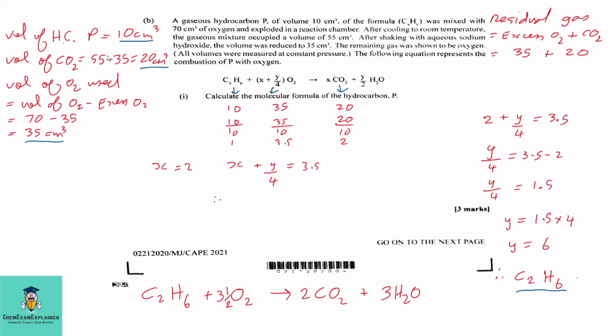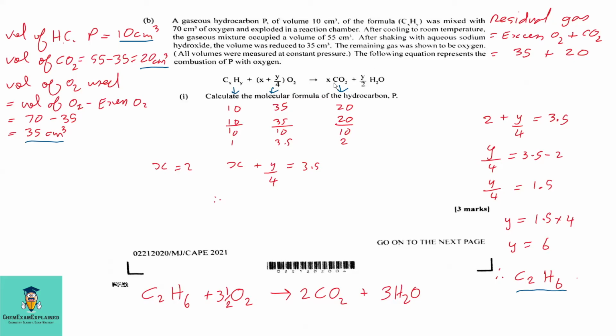So that would be the residual gas, which is 55 minus 35 equals 20. So the 20 here is the volume of carbon dioxide produced. If we said that the residual gases included excess oxygen and carbon dioxide, and 20 cm³ was carbon dioxide, then 35 would be your excess oxygen. So anything on this side is being used up, anything on this side is being produced.